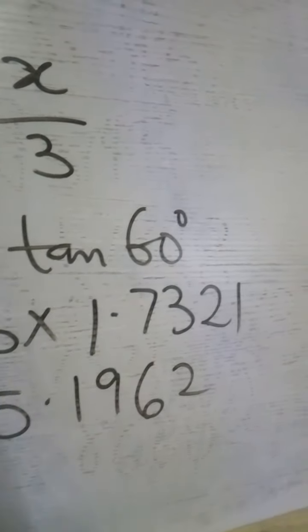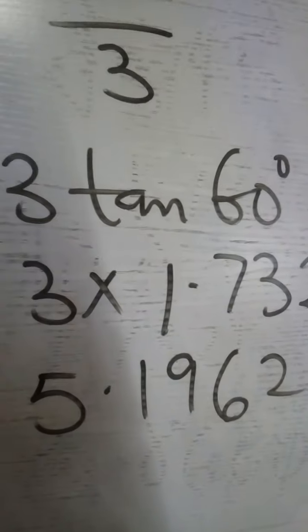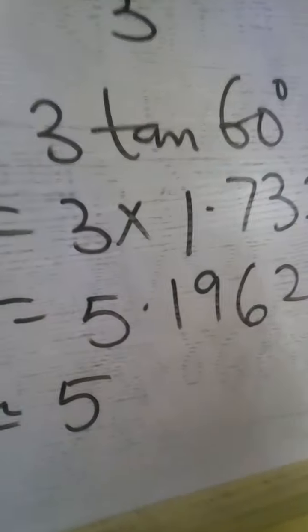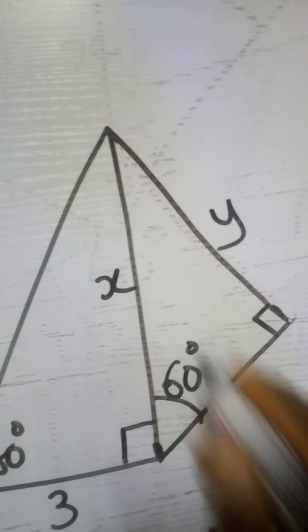It's 1.7321, so times 3 gives me 5.1962. So approximately, I can say my x is approximately equal to 5, to the nearest whole number. So since my x here is 5, that means I know one side, then I don't know this.